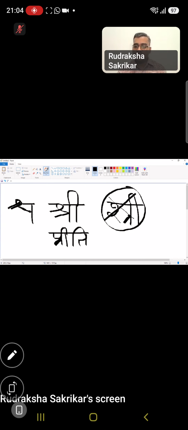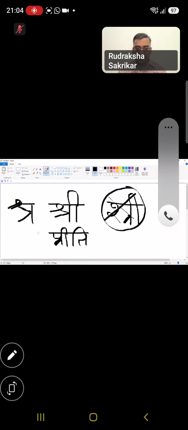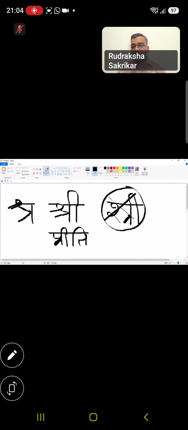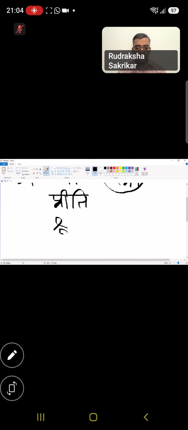Sh, then you can make modifications. So this is sh, and then r is given like this, like in Preeti, p and r, blending like this. So this becomes shra. Similarly, even sh is written, and then we add v to that.